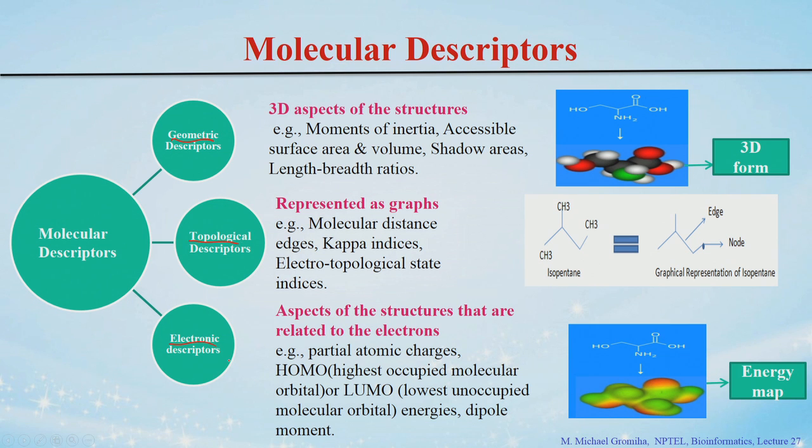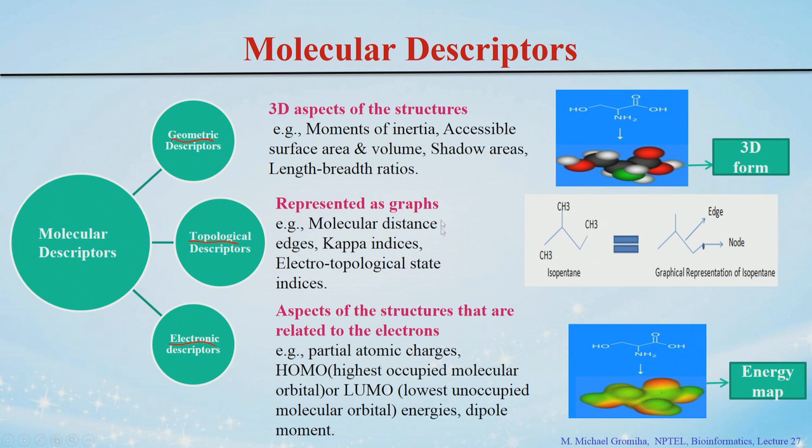topological descriptors or electronic descriptors. For example, if you see the 3D aspects, such as the moment of inertia that we discussed earlier, calculating the moment of inertia from 3D structures, and also the accessible surface area. How do we get the accessible surface area? By rolling a water molecule, to see how far each atom is accessible.